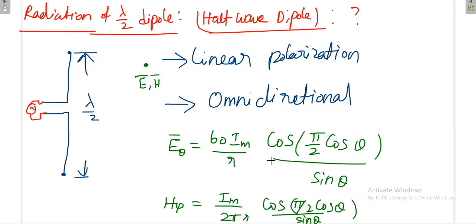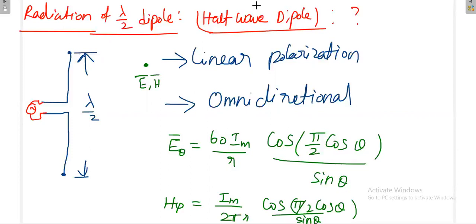Then finally, the radiation pattern depends on some complicated function. Previously, it depended only on sin theta. Now it depends on cos of pi by 2 cos theta and also sin theta in the denominator. So when I draw the radiation pattern, it really depends on both the numerator as well as the denominator, because I do not know where the maximum goes and where the minimum comes.